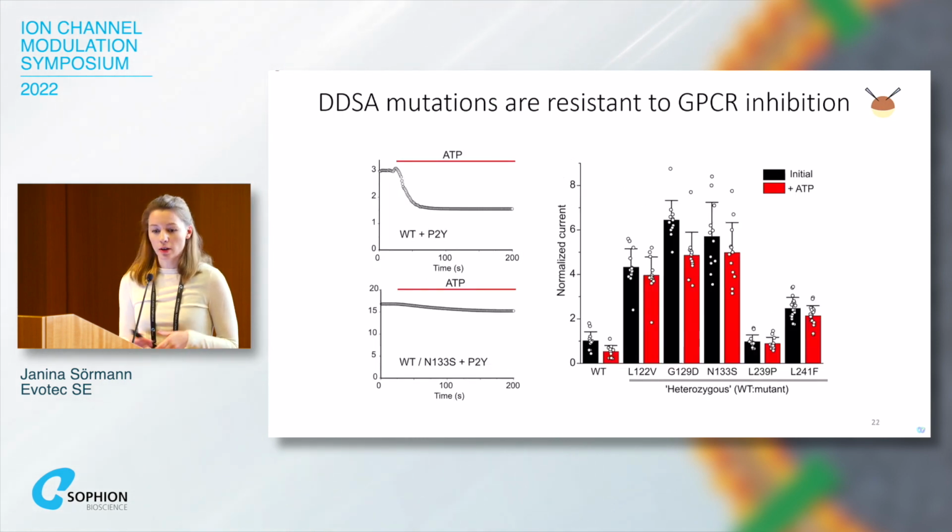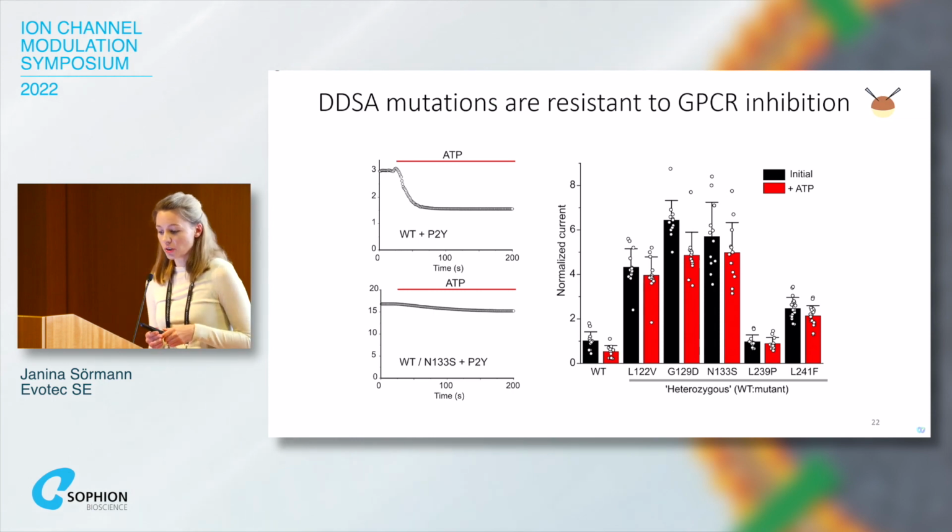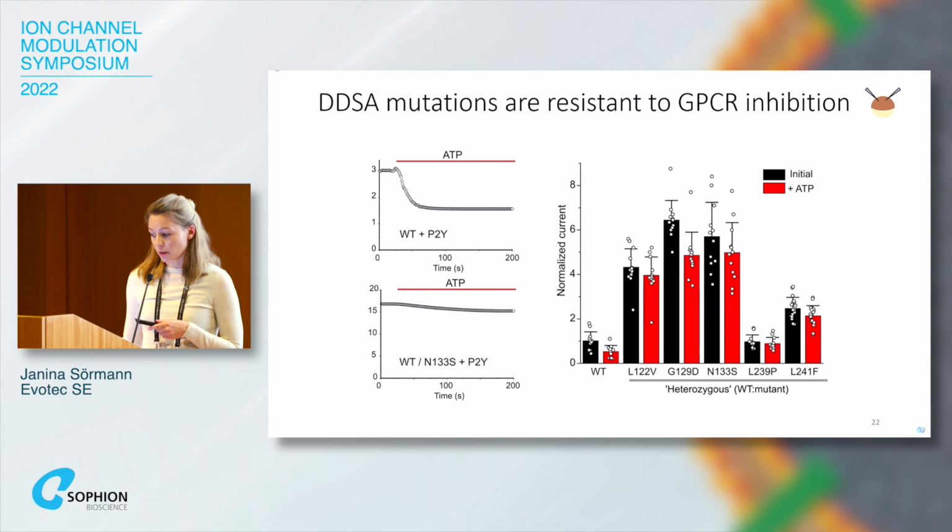To not rely only on endogenous receptors, we also did the co-expression with the P2Y receptor, which can be activated with ATP. Again, wild type and P2Y were co-expressed. Adding ATP reduces the current. Under heterozygous conditions, we don't see a big decrease anymore.